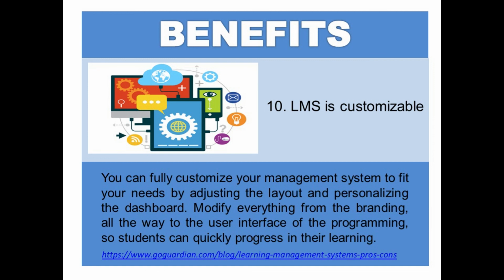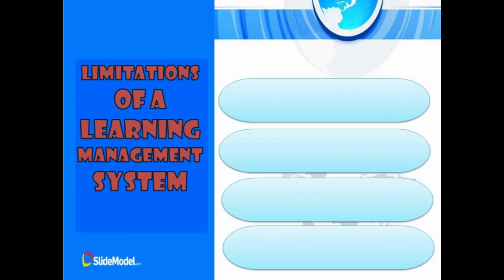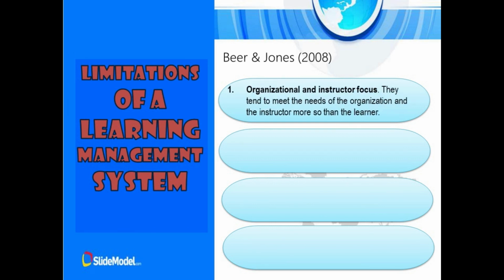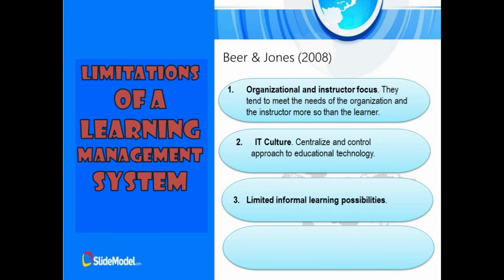The limitations of an LMS in a typical university context have been widely documented. Some of these limitations, as detailed by Beer and Jones in 2008, include organizational and instructor focus. They tend to meet the needs of the organization and instructor more so than the learner. IT culture, centralized and controlled approach to educational technology, limited informal learning possibilities, course-based model that limits community development.